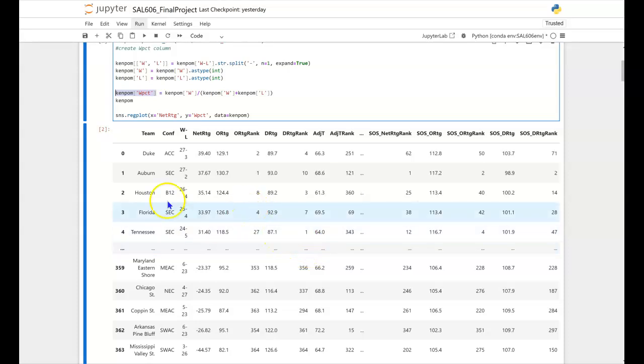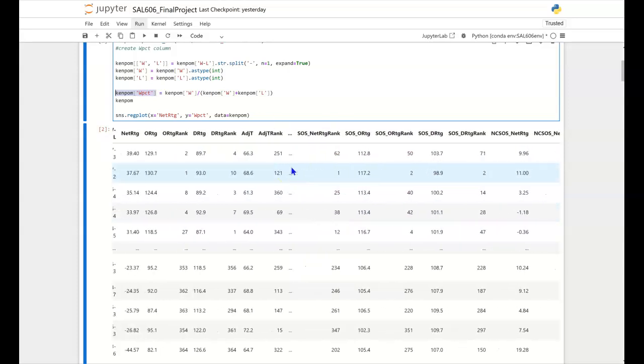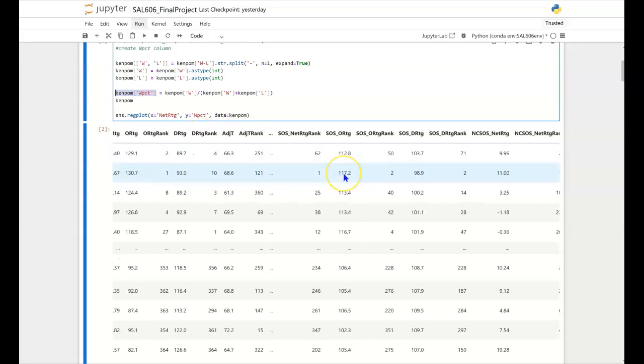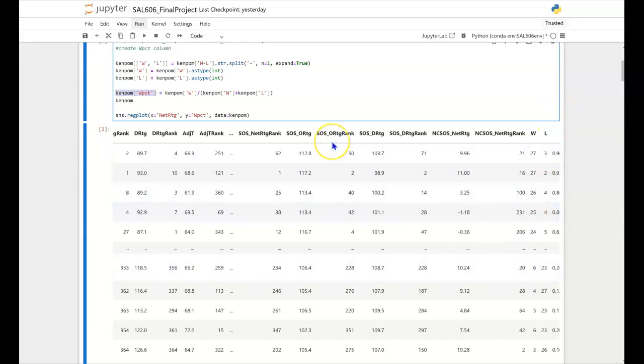And so here's a little snippet of the data. It's just like what we saw on the website: teams, conferences, win-losses, net rating, offensive rating, and defensive rating. And then we have ranks and tempo as well, but we're not really going to be getting into that. And the strength of schedule is here, isolated as its own predictor, but that's included in the adjusted efficiency metrics there. And then we have the win percentage column that we just created.